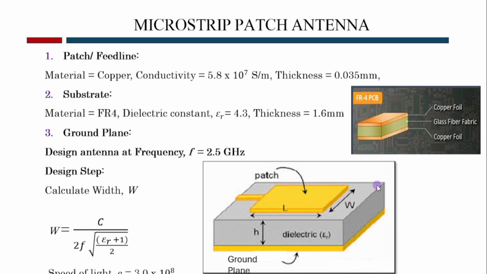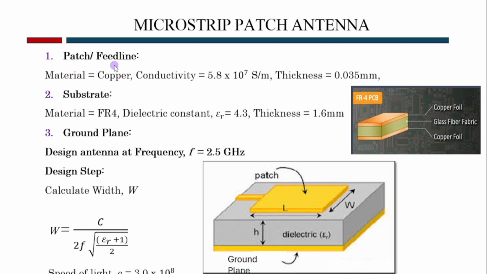And next, we have the substrate layer. In our case, we're going to use FR4, so we need to know the height or thickness of the FR4 and the dielectric constant epsilon R of the FR4. And then at the bottom, we have the ground plane, the full layer of copper. So if we take a look layer by layer, at the first layer, we have the patch and feed line.